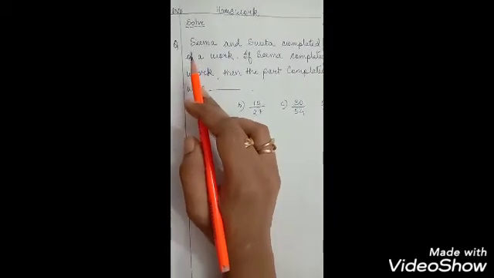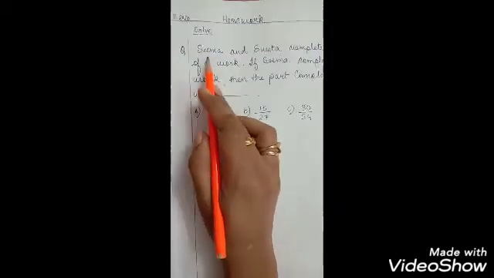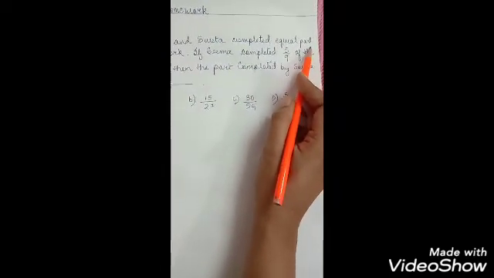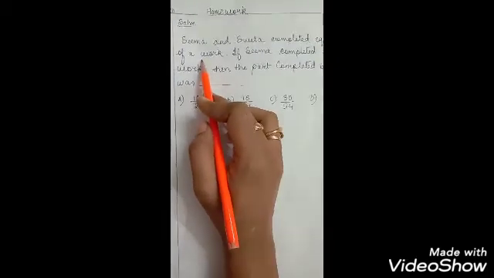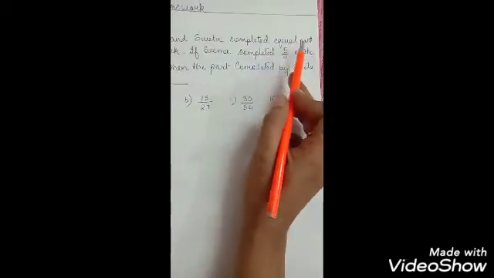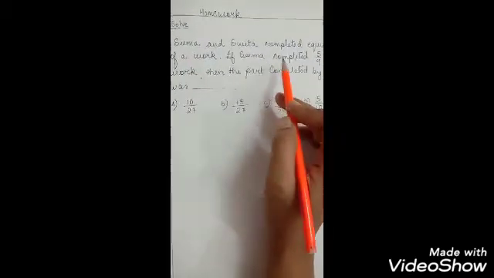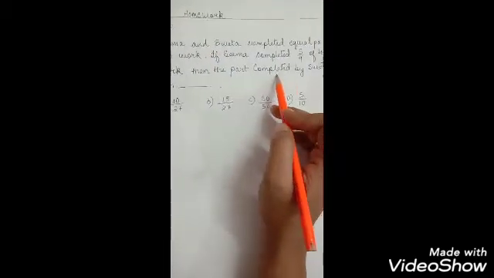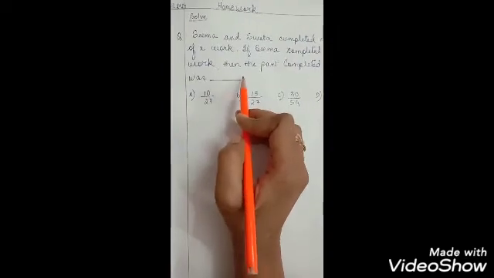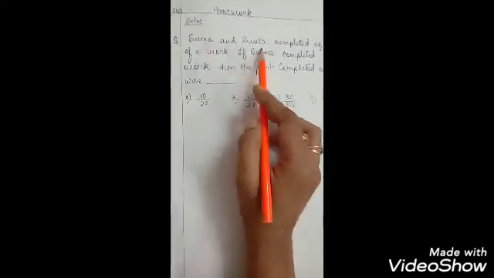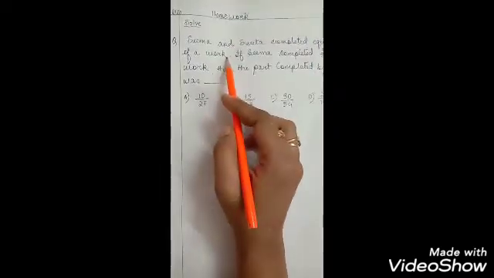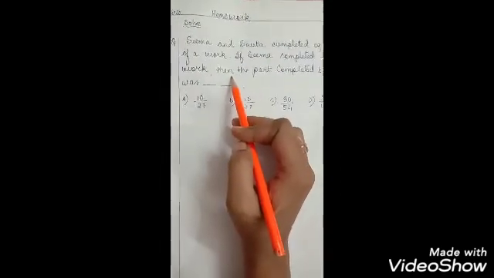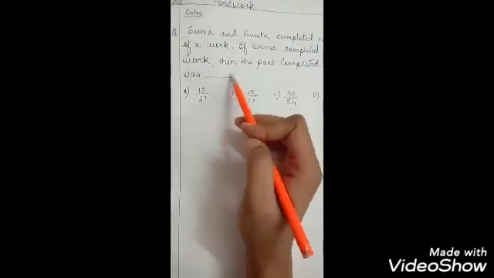You do it by yourself as it is homework. Seema and Sweta completed equal parts of a work. If Seema completed 5 by 9 of the work, then the part completed by Sweta was dash. Seema and Sweta completed what? Equal parts of a work. If Seema completed 5 by 9 of that work, then the part completed by Sweta was dash.